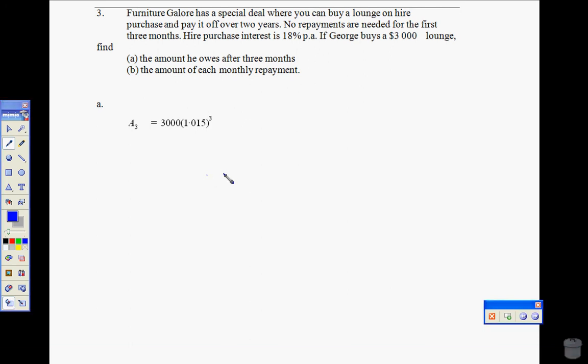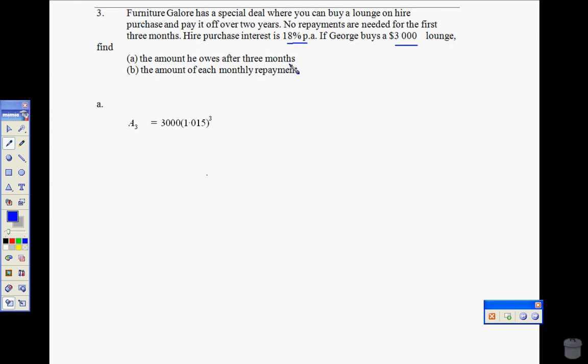In this question, what we're looking at is a deal where you can make a purchase and pay it off over 2 years, but no repayments are needed for the first 3 months, and the interest rate is 18% per annum. What we've got is a $3,000 lounge being bought. So, what is owed after 3 months?